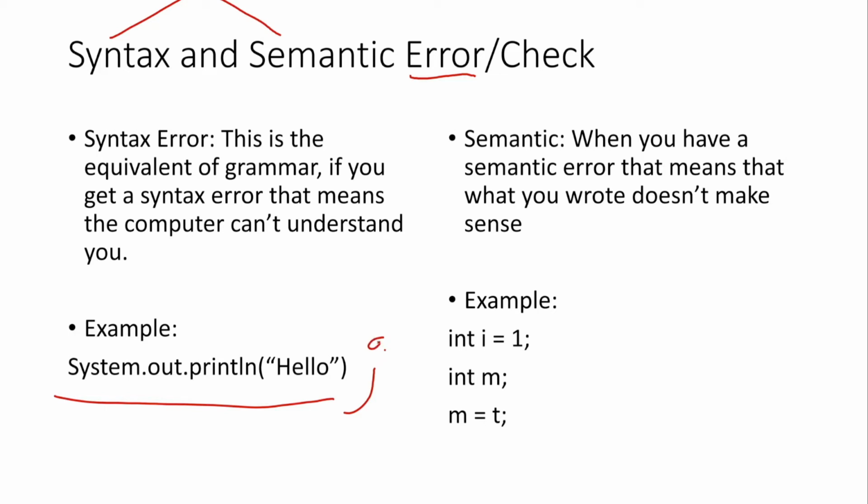Now let's talk semantic. When you have a semantic error, basically it means it doesn't really make sense. And in a way, it's confusing the computer. Obviously, a computer can't be confused. It doesn't have emotions. It's not that smart. But just think about it that way for now. For example, if you make int i equal 1, you define int m, and then you try making m t. And the computer's confused. It's like, well, where's t? There's no t here.